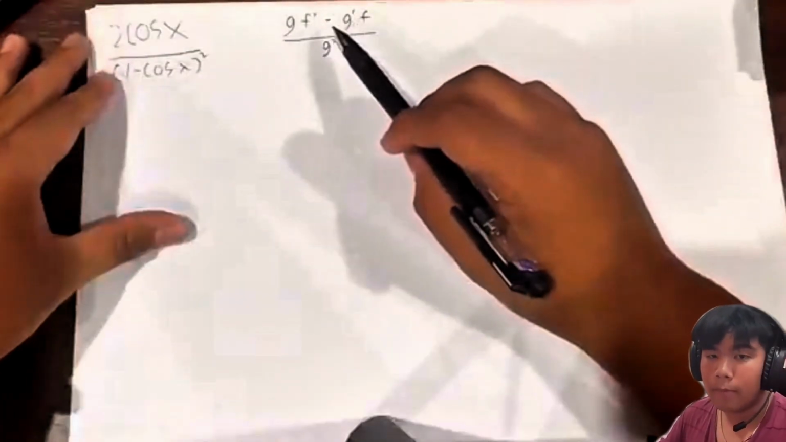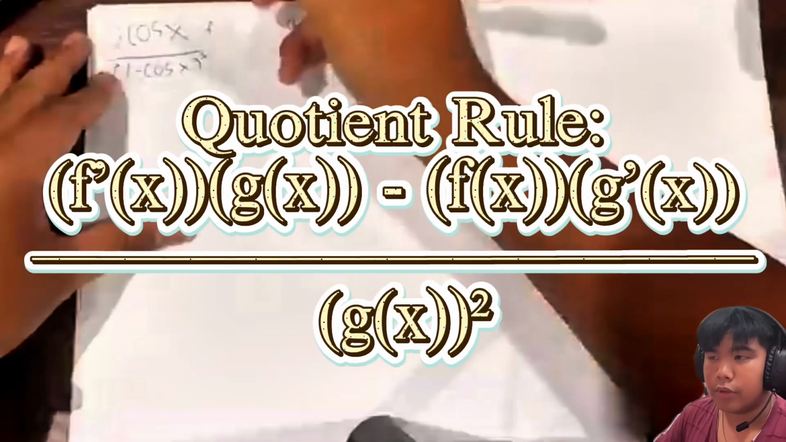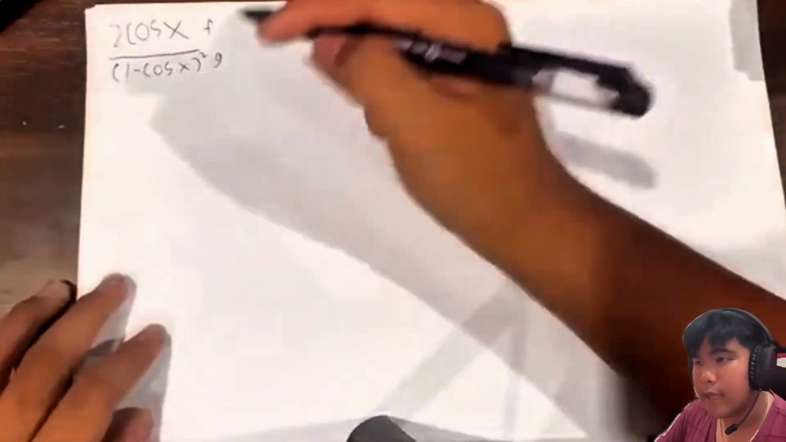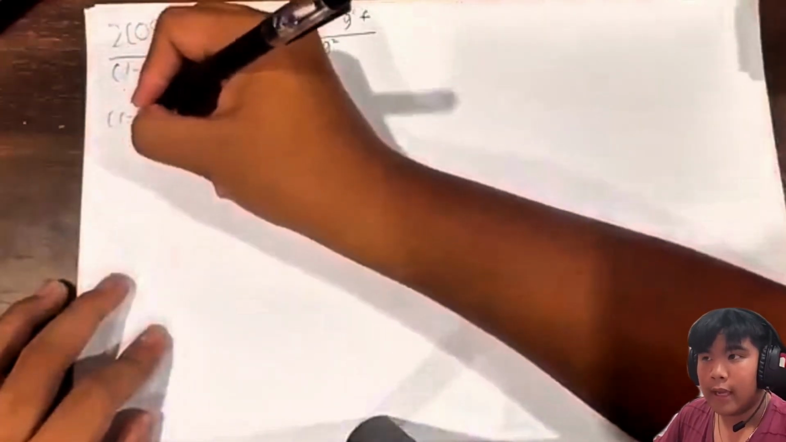Our problem is 2 cosine x all over 1 minus cosine x squared. So what we're going to use is the quotient rule, which is g times f prime minus g prime times f all over g squared. Let's say our numerator is f and our denominator is g. So we're going to input the following.